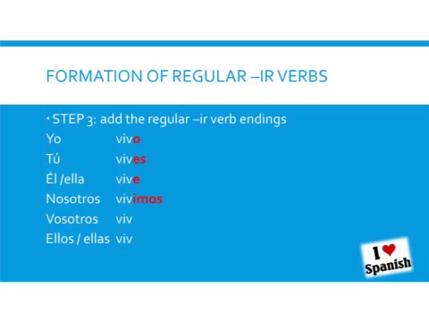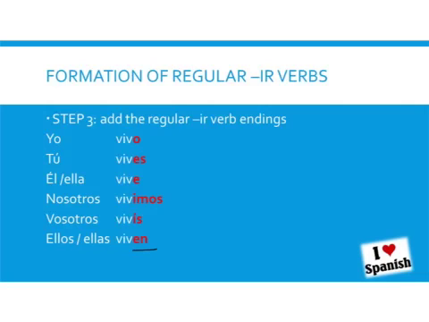Similarly, if we want to say we live, the regular IR verb ending letters we add to our stem are imos, giving vivimos. If we want to say you plural live, the regular IR verb ending letters we add to our stem are í with an accent, s, vivís. And lastly, if we want to say they live, our regular IR verb ending letters, which are added to the stem, are en, viven.